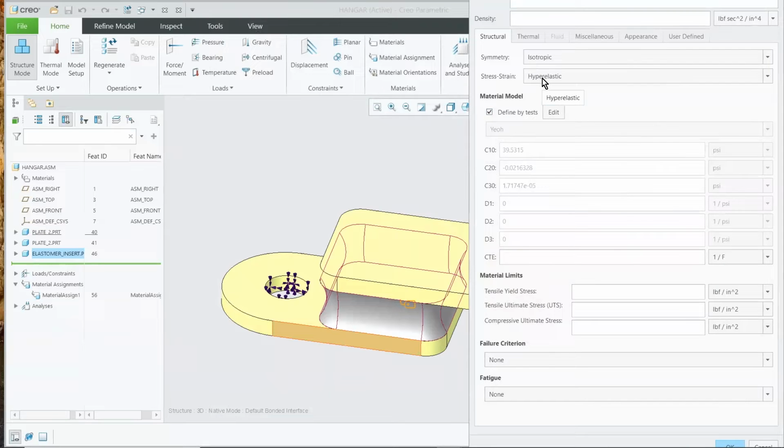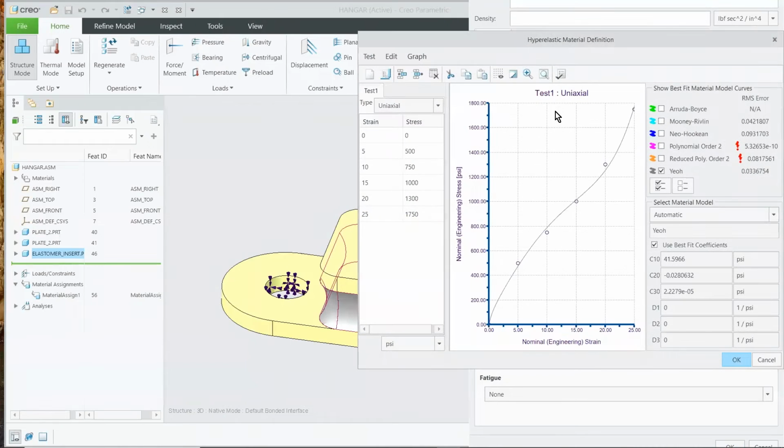What we did is we changed it from typically using a linear stress-strain to hyperelastic in this case, because this is going to stretch quite a bit. And when we do that, it asks how you want to determine that behavior, and we just go under edit. What we did is we ran a series of tests. So these are the test results, and here is the way that it deforms. This is the stress-strain curve for this material over a series.